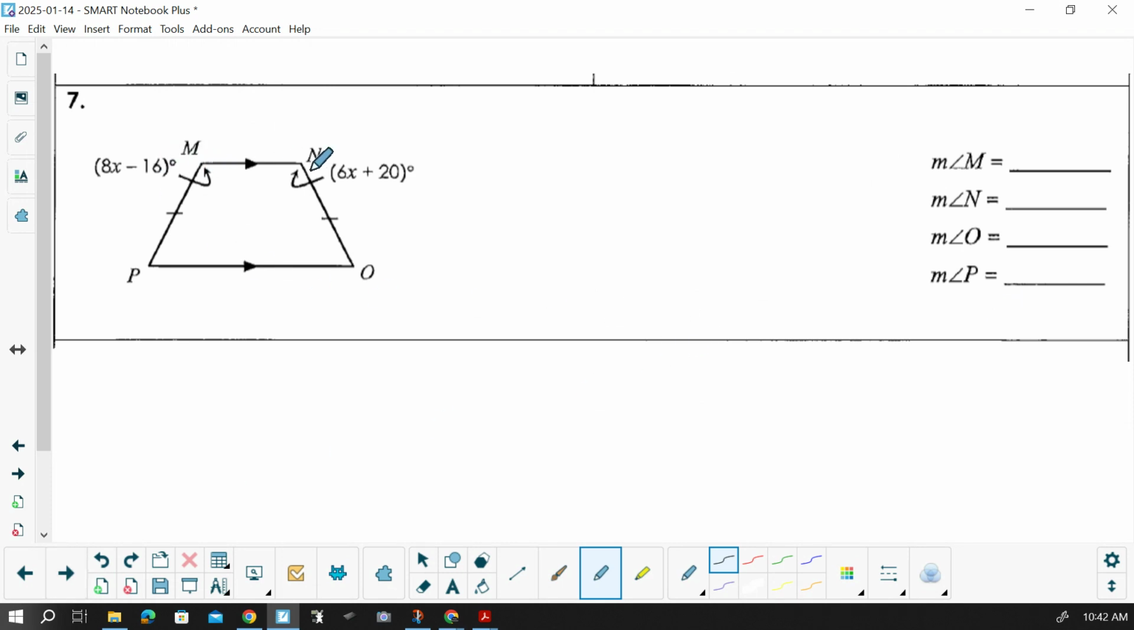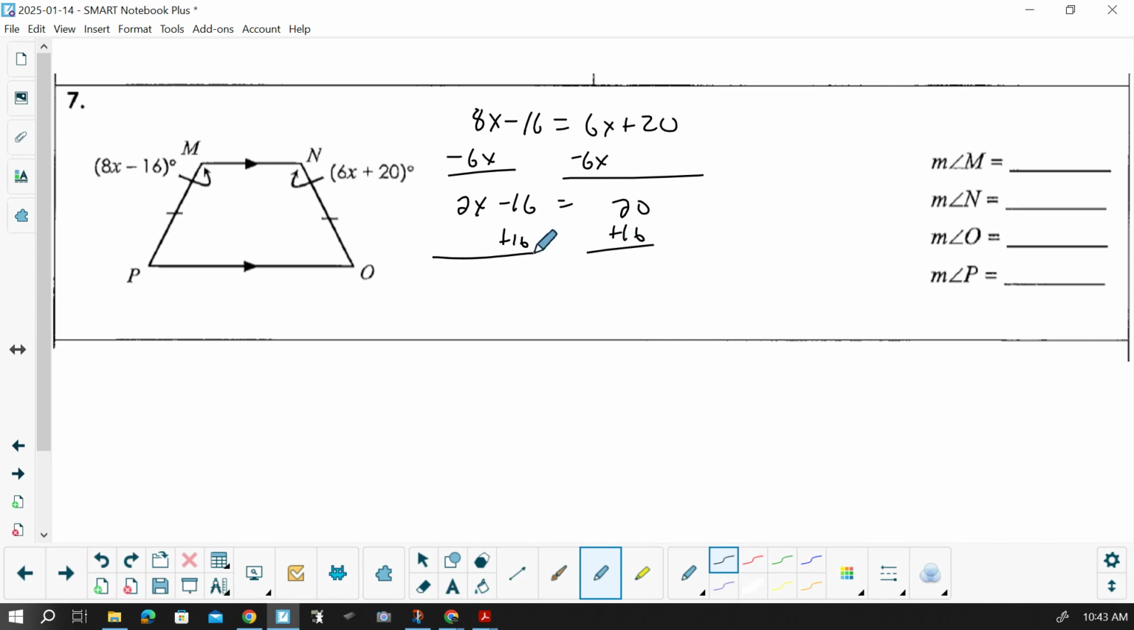Number 7. These base angles are equal to each other. This is not between the parallel lines this direction. This is next to each other. The base angles along a parallel line. So that means they're equal to each other. 8x minus 16 is equal to 6x plus 20. Okay, so let's subtract our 6x. Oh, wait a minute. 8 minus 6, that would be 2x minus 16 equals 20. Add that 16 to both sides. We get 2x equals 36, so x is 18.